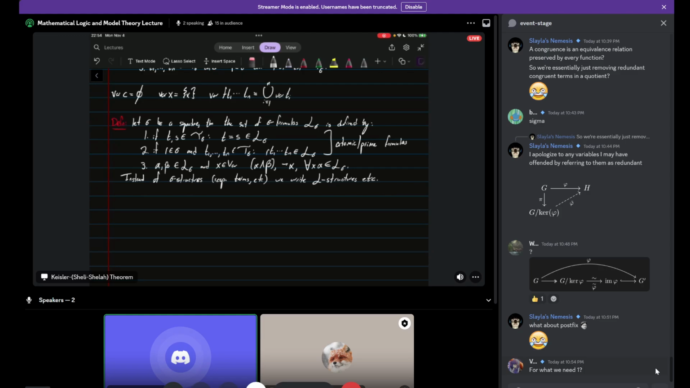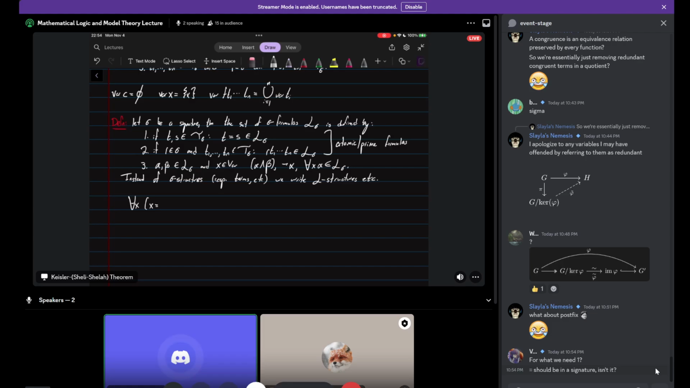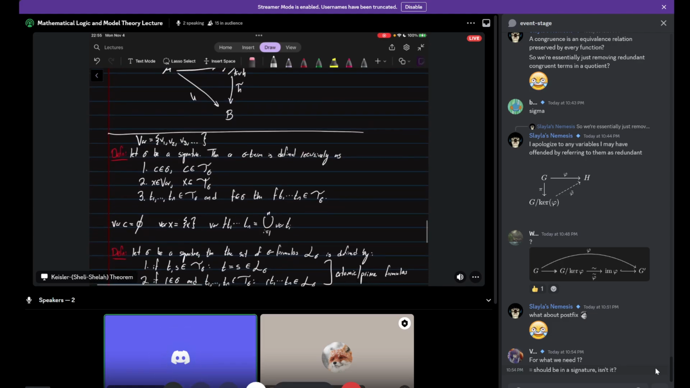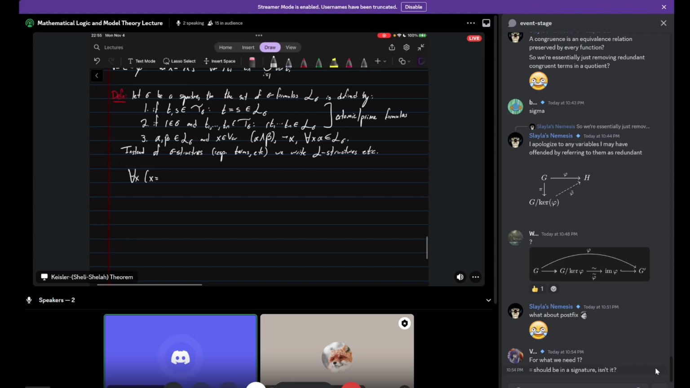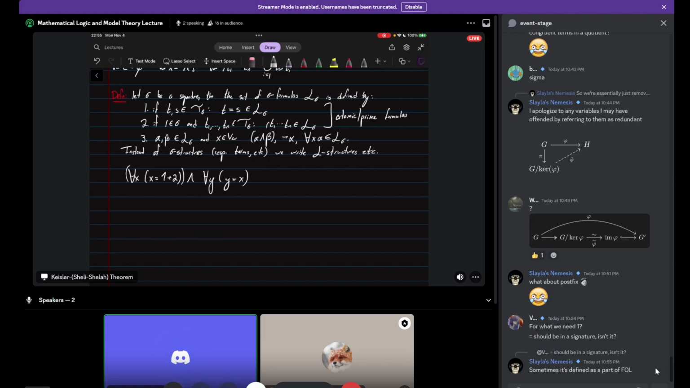So for example, I can write for all x, x equals 1 plus 2, and for all y, y is equal to x. Whatever constants and symbols I write, just assume those are in the signature. So this is a formula. It doesn't really make sense, but it's a formula.